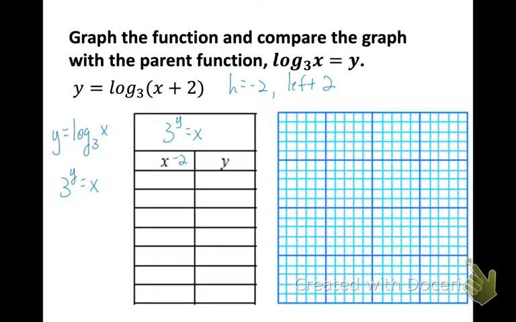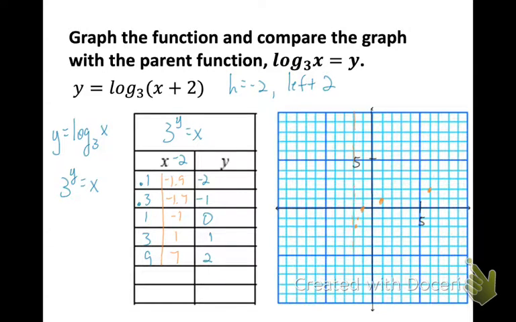And we're going to think of our logarithm in exponential form. So that would be 3 to the y equals x. It's easiest to put in values for our exponent, so for our y in this example. And then from our x values, we will subtract 2, and that does our shift algebraically. So draw your xy axis, label a scale, and then plot those points.